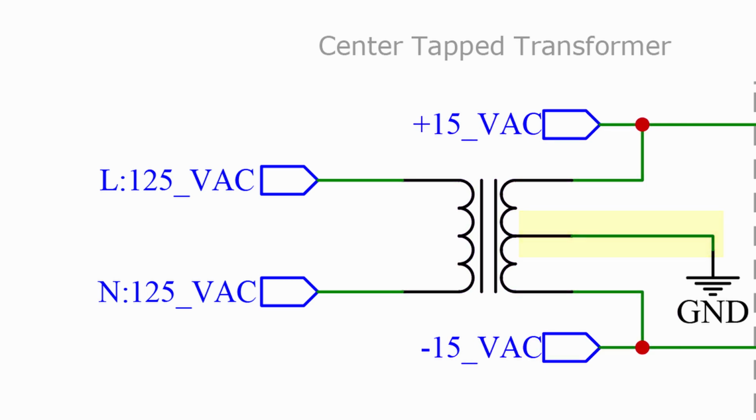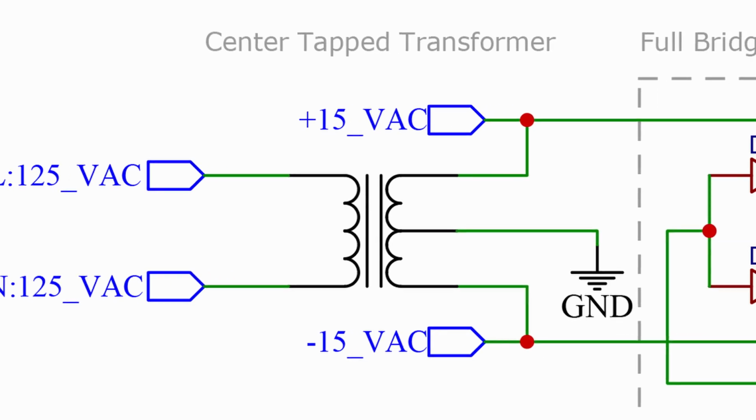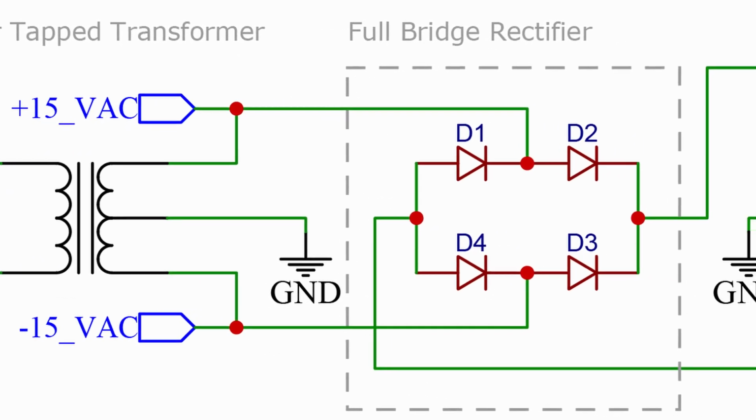This transformer is special in that on the secondary or output side, its windings are center tapped. This means that we can make an electrical connection to the center of the secondary. If we connect this lead to ground, we can split the output into two rails. One will become the positive 15 volt and one will become the negative 15 volt. Next, we pass the AC voltage into a full bridge rectifier.